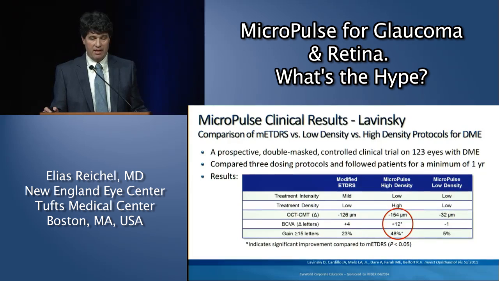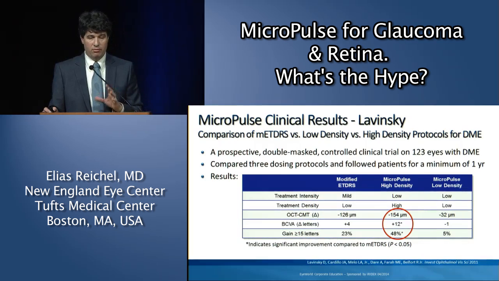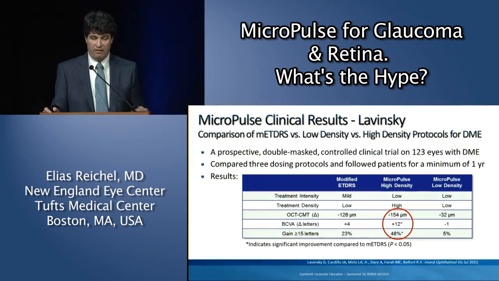And you can see here that with micropulsing that's done at a high density, you had the best improvement in visual acuity. You had almost a 50% gain in 3 letters in patients in this study, compared to low density micropulsing, where it was only about 5%, and modified ETDRS had improvement in between those two. So it really does suggest that high-density micropulsing is a very valid approach. It also shows that modified ETDRS is not that bad.